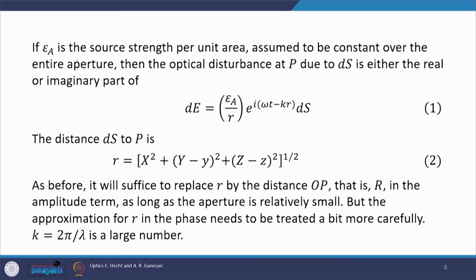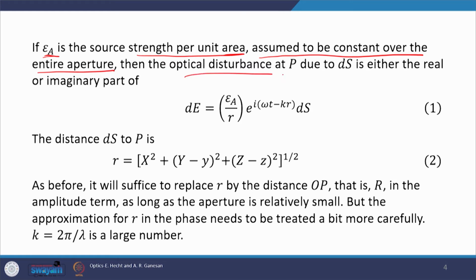Since it is an area element, we will have to define the source strength per unit area. While dealing with the line source, we also defined the source strength, but there it was defined per unit length. But now it is an area element, therefore the source strength definition is changed a bit, and here it is defined as strength per unit area, and is designated by epsilon A. This epsilon A is assumed to be constant over the entire aperture.